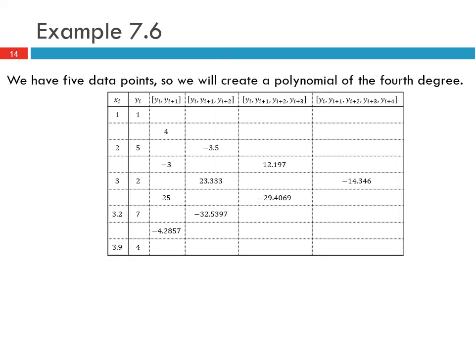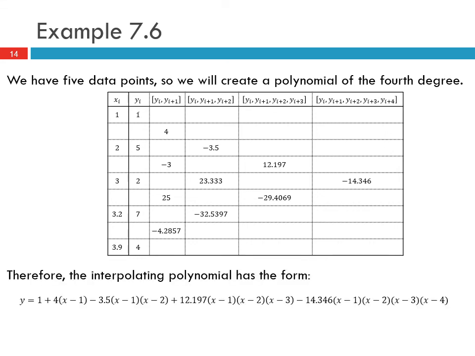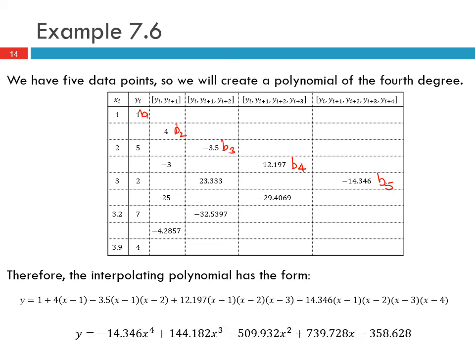And again, we can put together our Newton's interpolating polynomial table as shown here. So this gives us our b1, b2, b3, b4, and b5, and allows us to construct the interpolating polynomial of the form shown here, which we can expand to get the expression here.